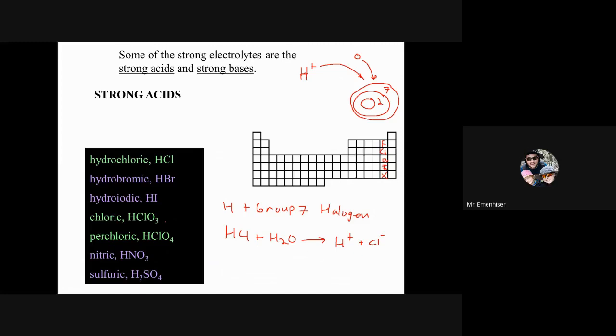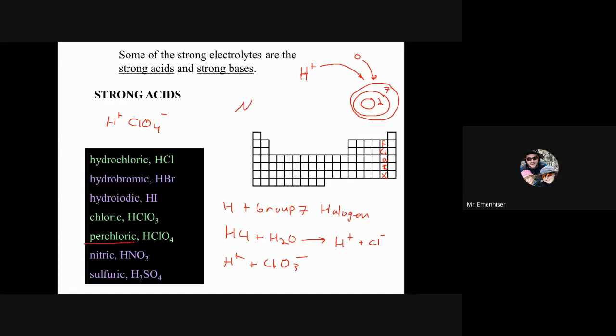There's a couple other ones. There's chloric acid, which is hydrogen and ClO3, with the minus charge. That's the chlorate ion. So chloric acid, chlorate to chloric. There's perchloric. The perchlorate ion is ClO4. And so if you add hydrogen to it, it turns into perchloric acid.